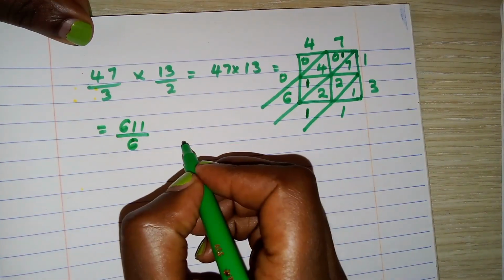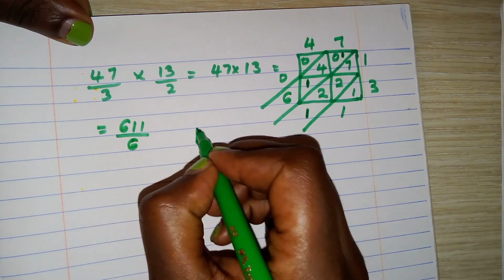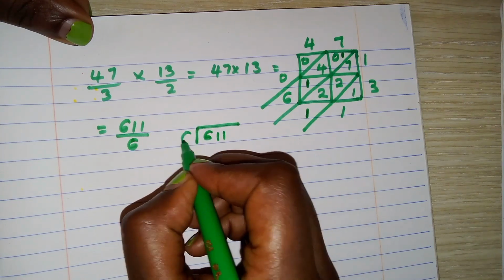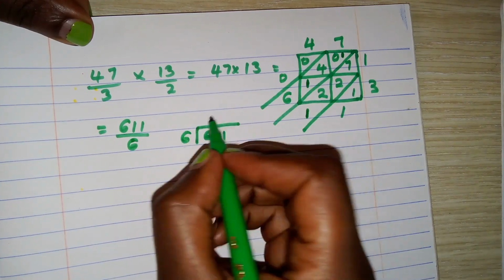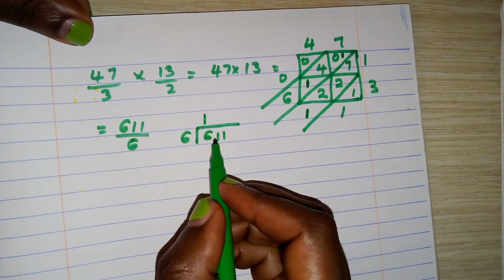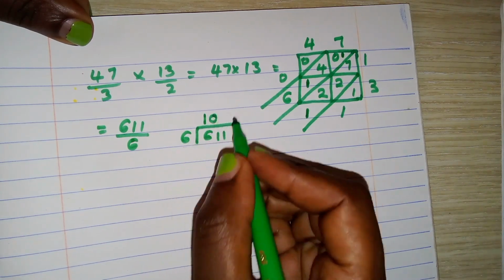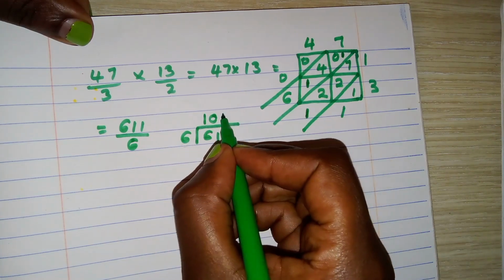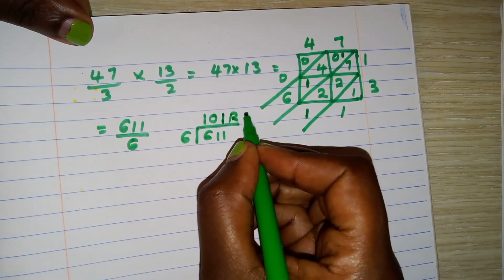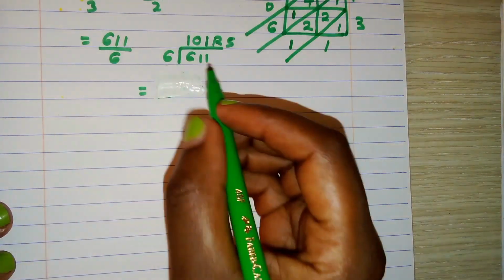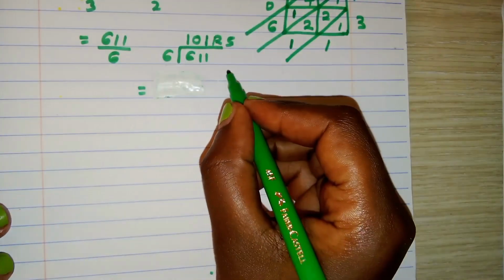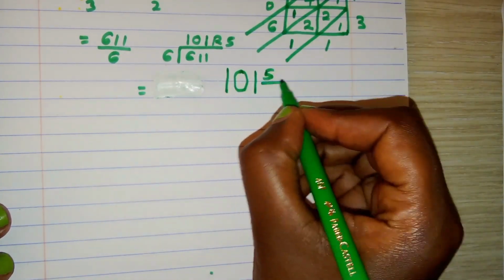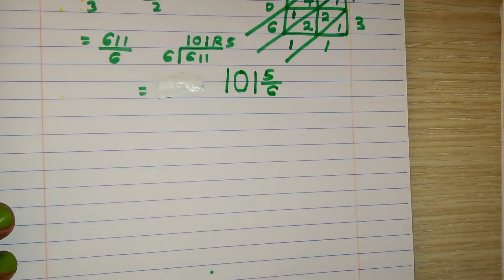Then you change this one to mixed number. 611 divided by 6. 6 goes into 6 once. 6 can go into 1, so you put a 0. So it becomes 11. 11 divided by 6 is 1, remainder 5. So the answer will be 101 and then remainder the numerator out of 6.